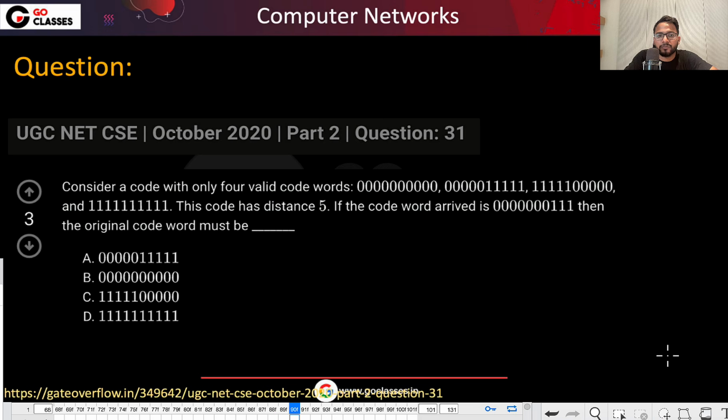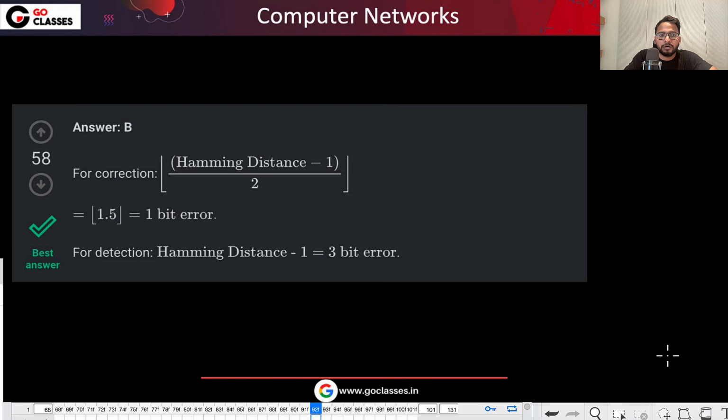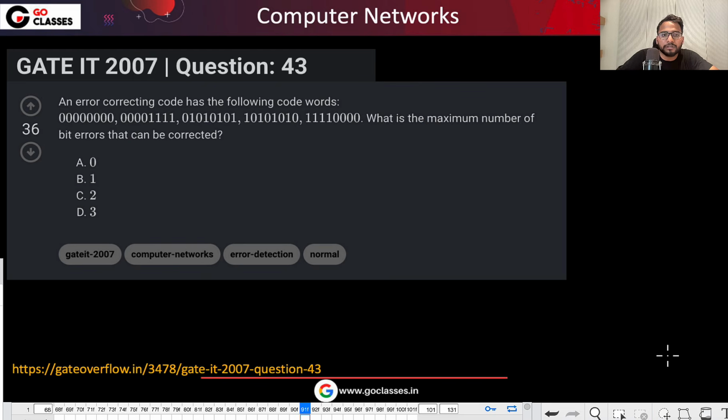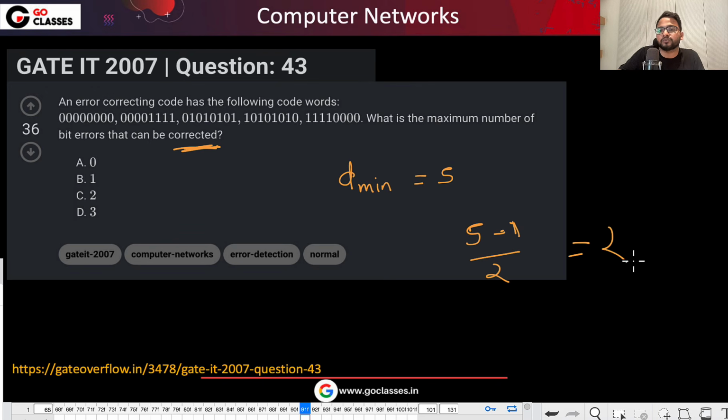Now let's solve a few questions. For example, this question was asked in GATE 2007. They are saying that these are the code words. What is the maximum number of bits that can be corrected? First of all, find out the minimum Hamming distance. If you find it out, this is 10101, I think. Yeah, the minimum Hamming distance you can find out, and it is coming out to be 5. Now how many bits can you correct? If they are asking how many bits you can correct, then (5 minus 1) by 2 is the answer, which means 2.